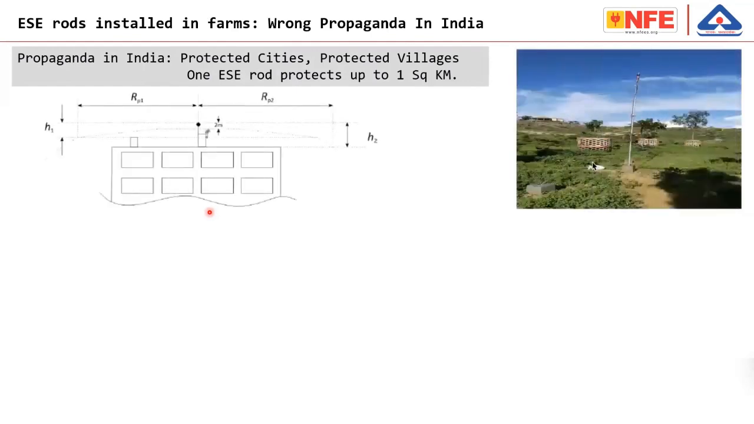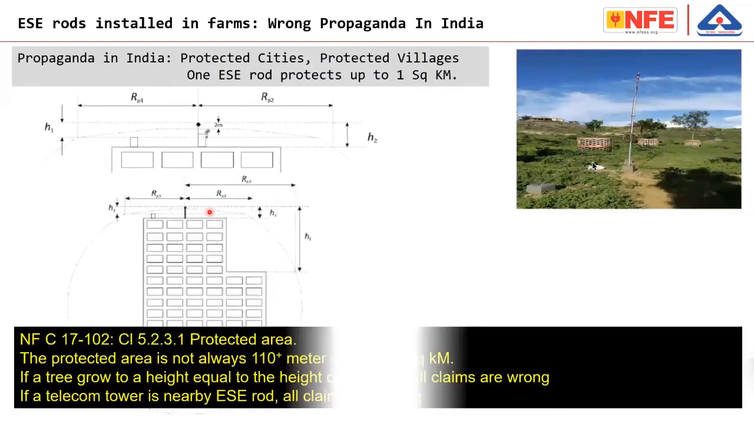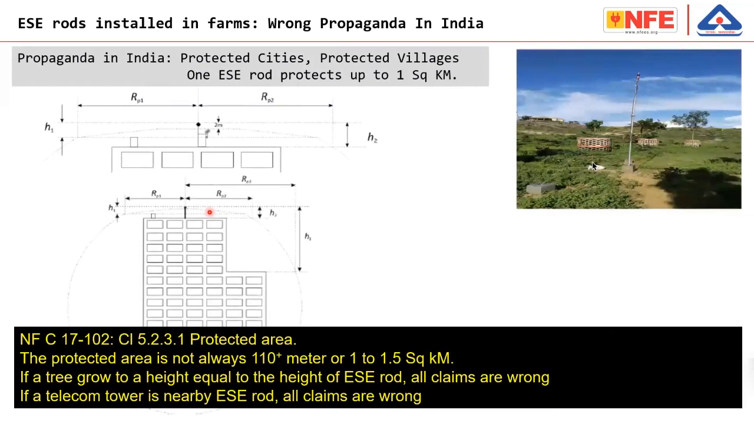Now, this ESE rod, please note that, as I said, IEC 62305 or NFC, these are applicable for a properly constructed building or a structure. It is not applicable for an open area. Now, by taking this theory from the manufacturer, from the suppliers, it is applied all over India, and thousands of such ESE rods are installed across India.